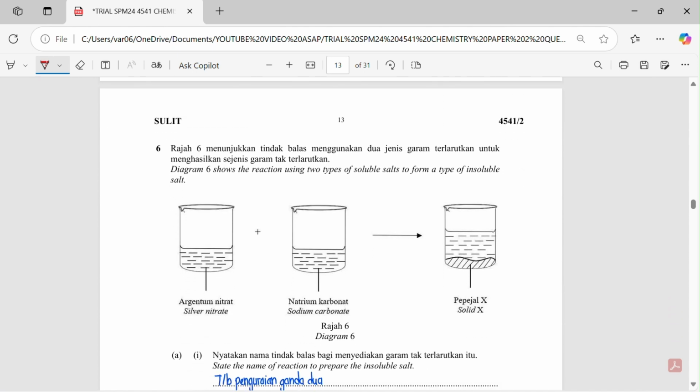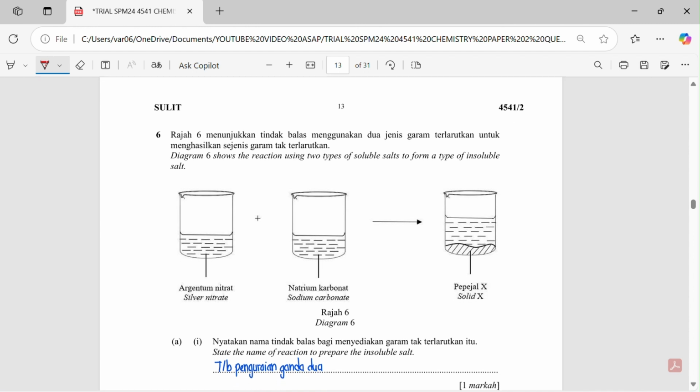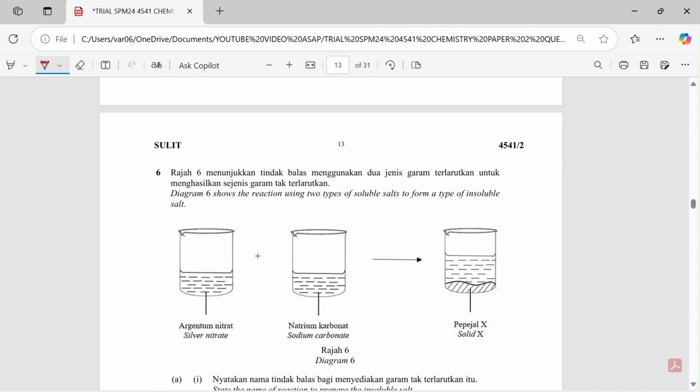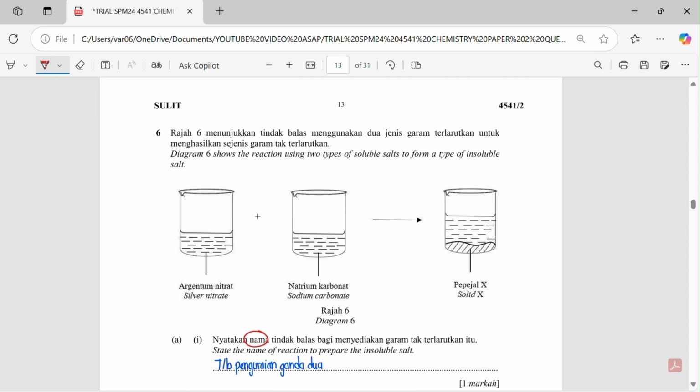Okay, next question. Question 6. Rajah 6 menunjukkan tindak balas menggunakan dua jenis garam terlarutkan untuk menghasilkan sejenis garam tak terlarutkan. Nyatakan nama tindak balas bagi menyediakan garam tak terlarutkan itu. So, penguraian ganda dua, tindak balas penguraian ganda dua.